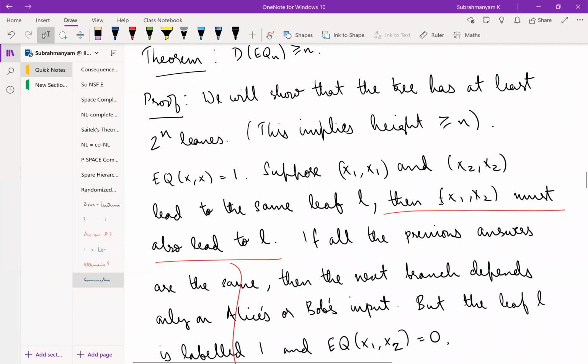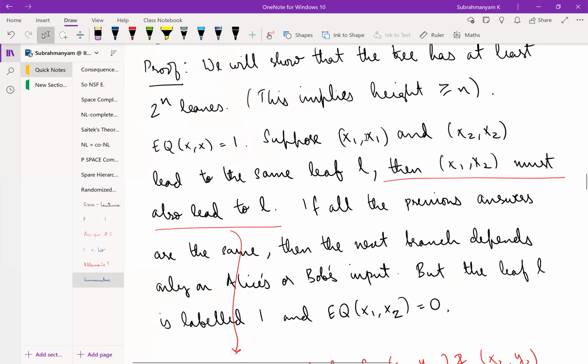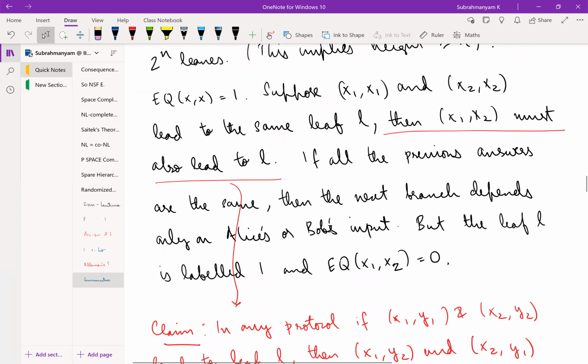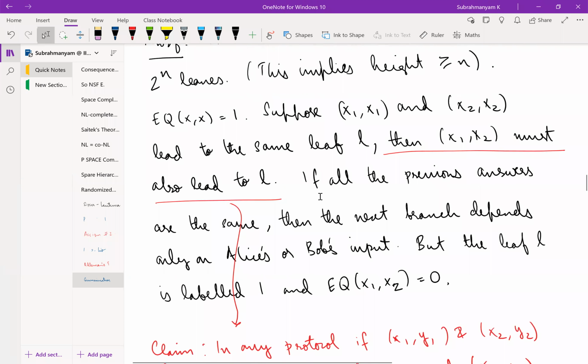But what we will soon see is that if x1, y1 and x2, y2 go to the same leaf, then x1, y2 must also go to the same leaf. We will come to why a bit later. But this leaf is labeled 1, and x1, y2 cannot go to a leaf labeled 1 because the equality function of x1, y2 is 0.